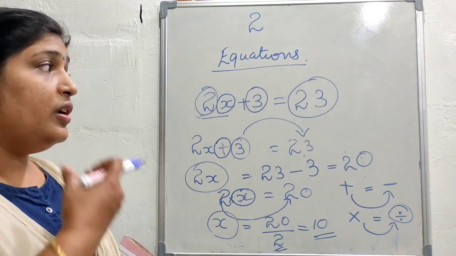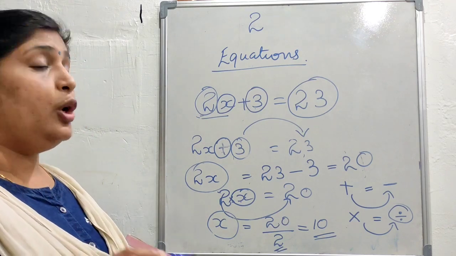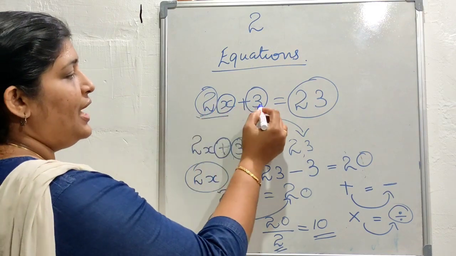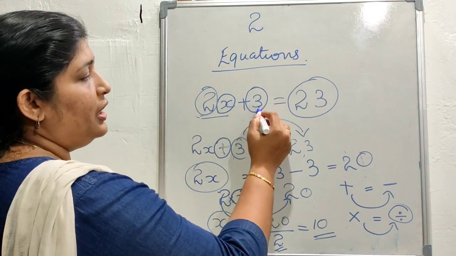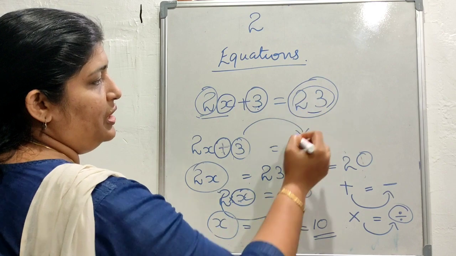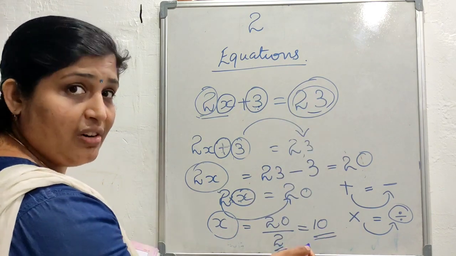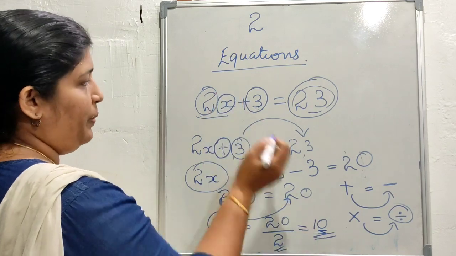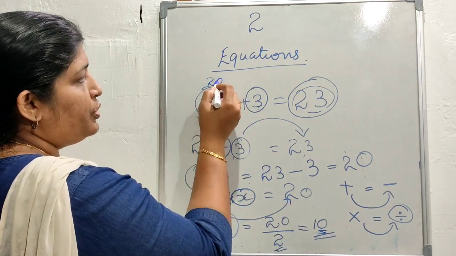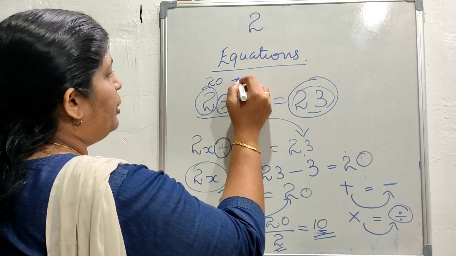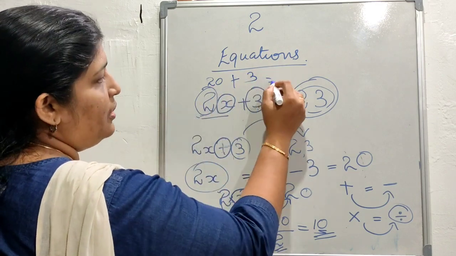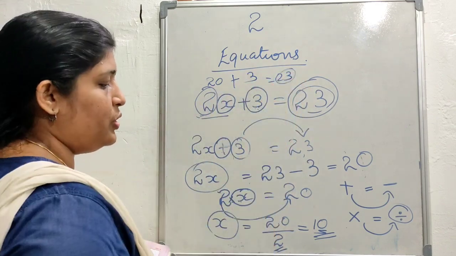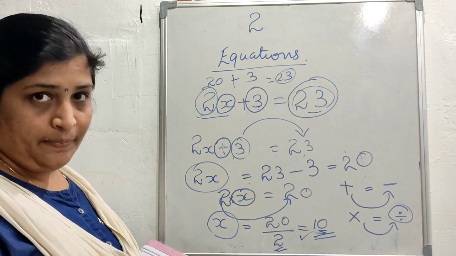So what is our question? The cost of 2 notebooks and a pen of cost 3 rupees, total cost 23. So correct, right? 2 into the cost of one notebook, which is 10 rupees, so the cost of two notebooks is 20 rupees. 20 rupees plus 3 is equal to 23 rupees. So our answer is correct.